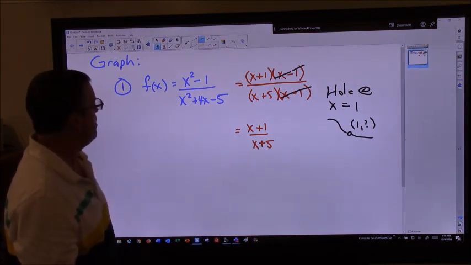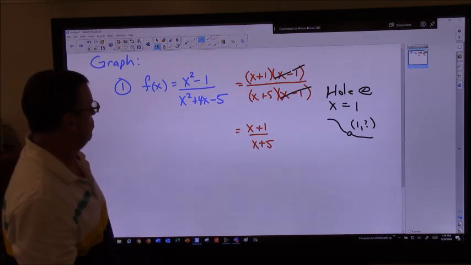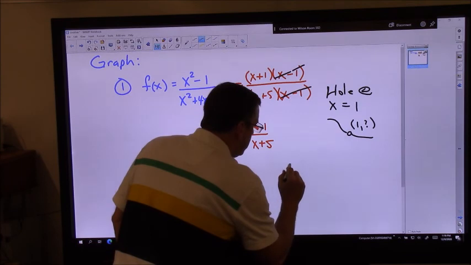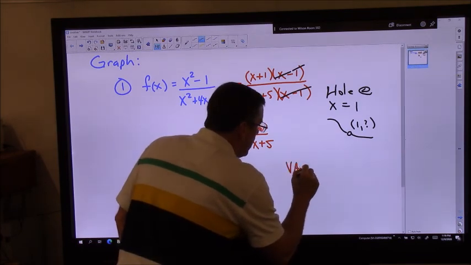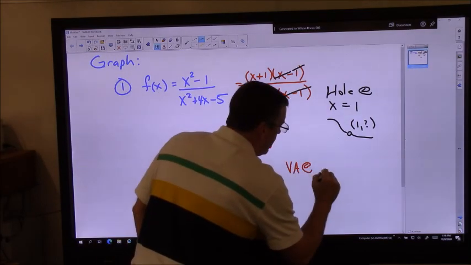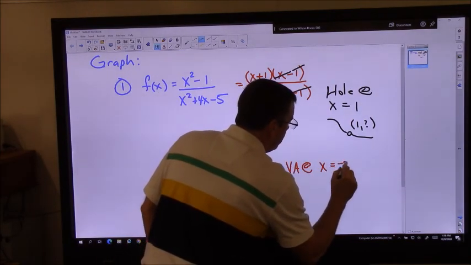All right, so now I want to find my asymptotes. So let's see. Vertical asymptote. There's going to be a vertical asymptote at whatever makes this denominator equal 0. So at x equals negative 5.